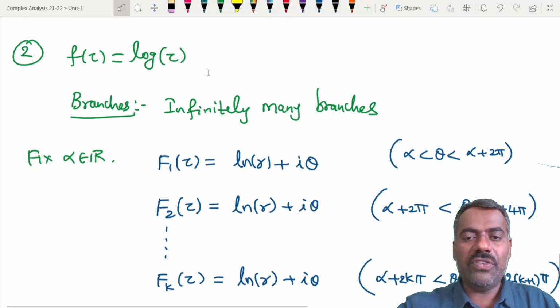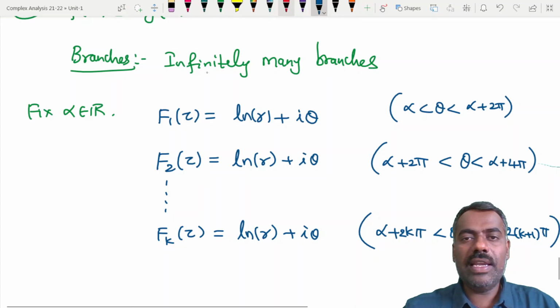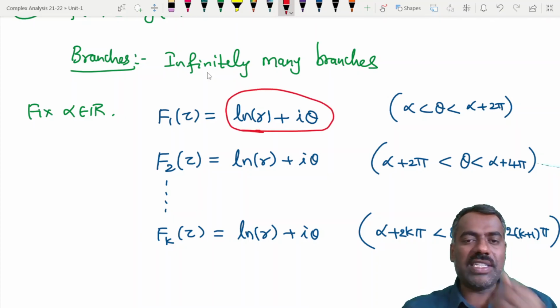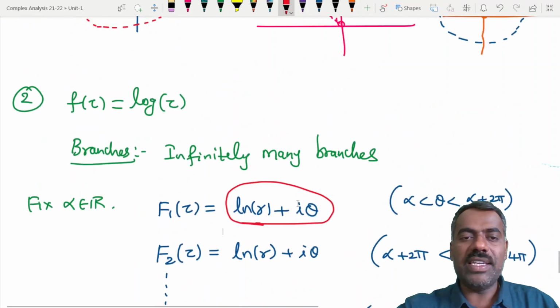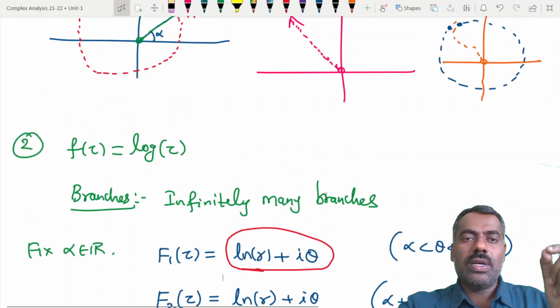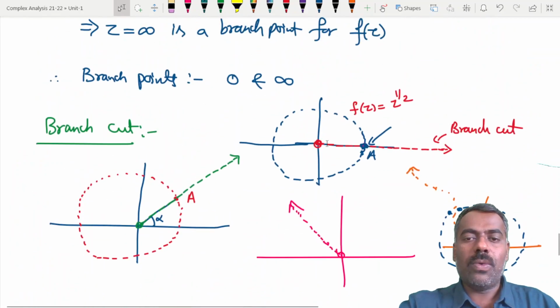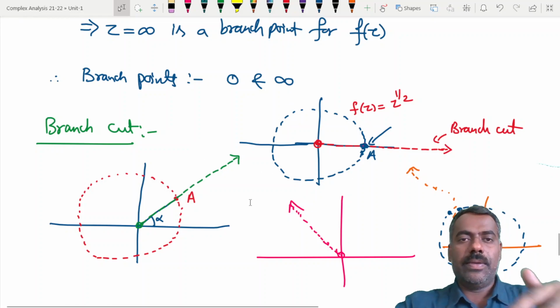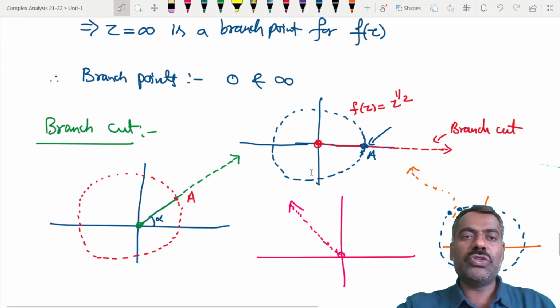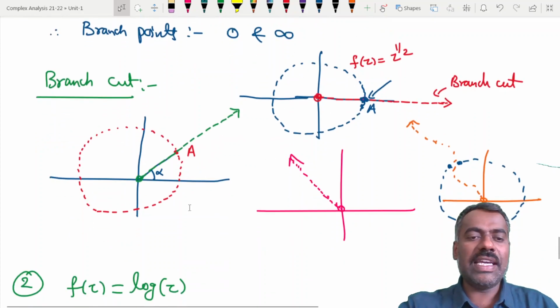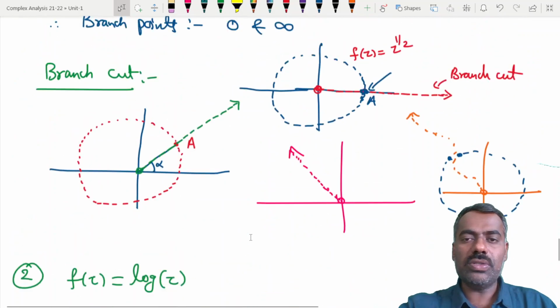And in log z, if you see this function, let me write. What this function mainly depends on is this i theta. So wherever theta reaches theta plus 2 pi, that value changes. Okay, right? So it is all about what point we have to consider in such a way that when you consider a closed path around that point, branches go from one place to the other. So the only possibility here is z is equal to 0.